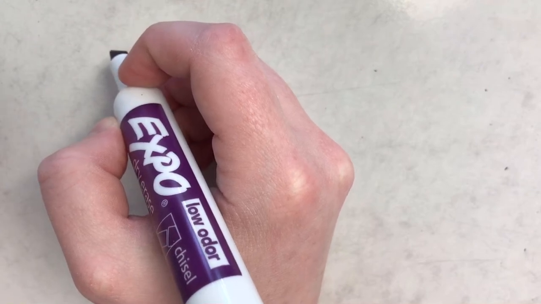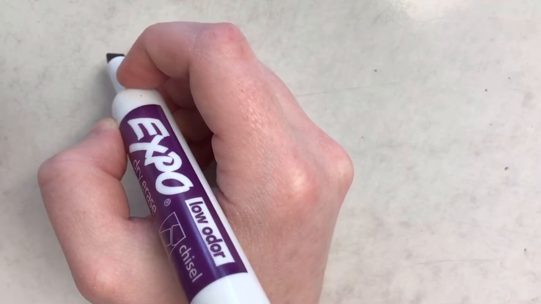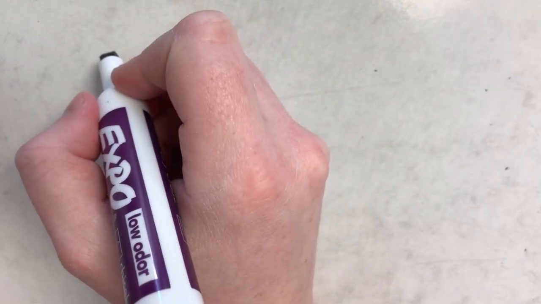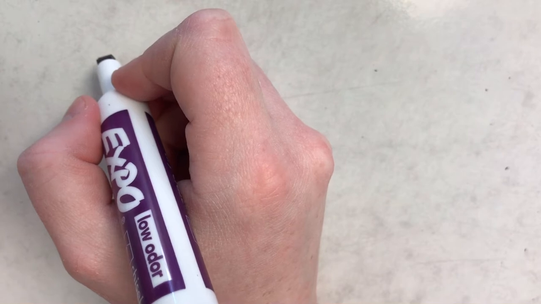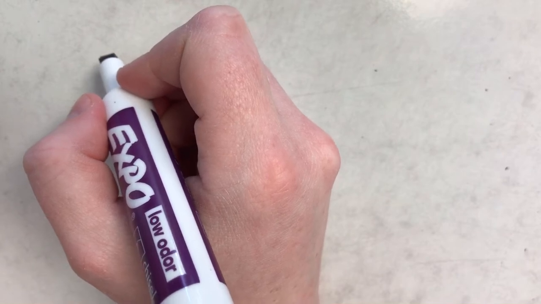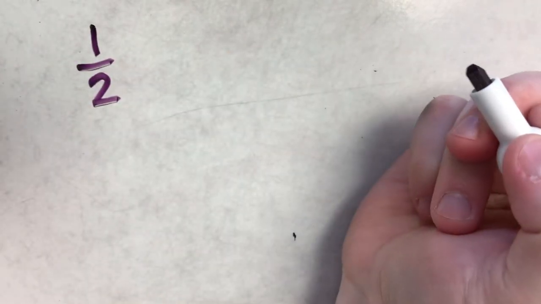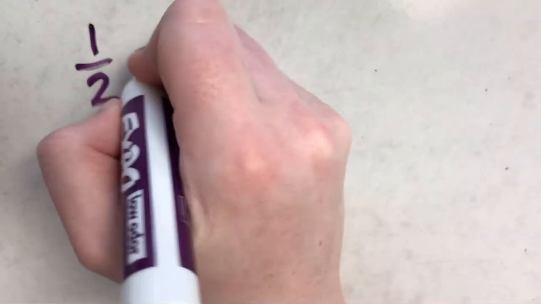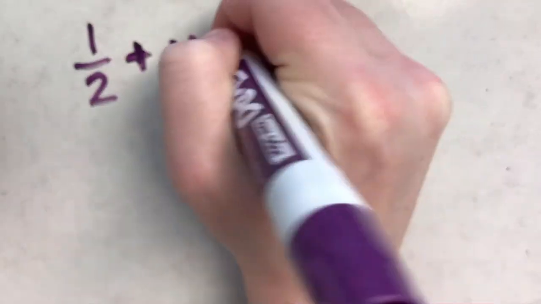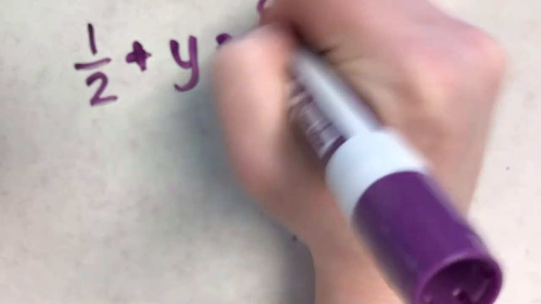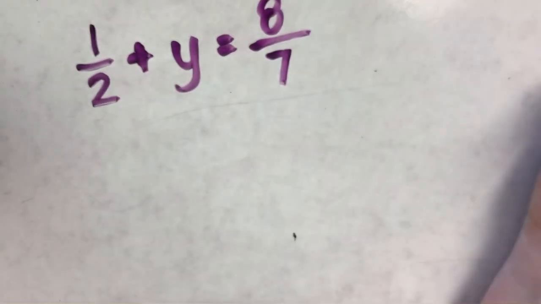Today we are going to talk about fraction busting. Fraction busting can always be used if you have an equation or an inequality that has even just one fraction in it. For an example, we're going to start off really simple: 1/2 plus y equals, let's do 8/7.